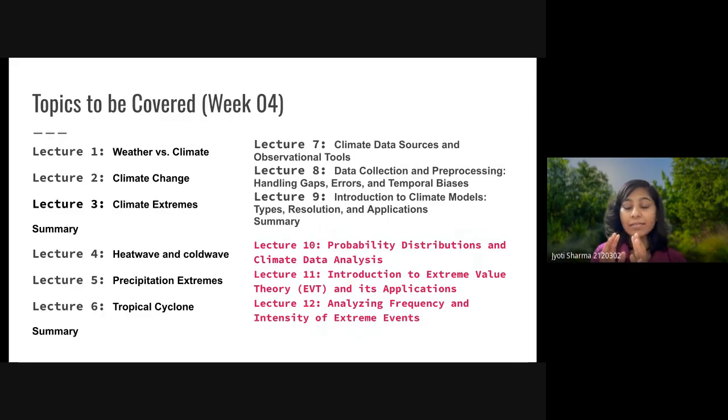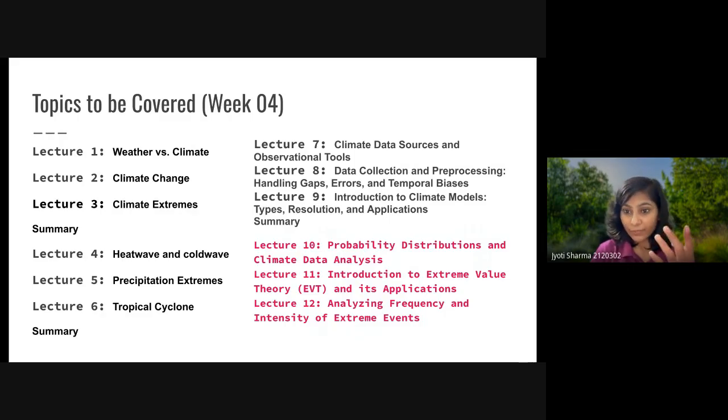If you have any doubt, please write in the chat box. I can clarify this. After that, we will start with probability distribution, and this is very important. But before that, you must know about climate extremes and what different kinds of climate data we have. We may have time series data sets. Let me draw it.